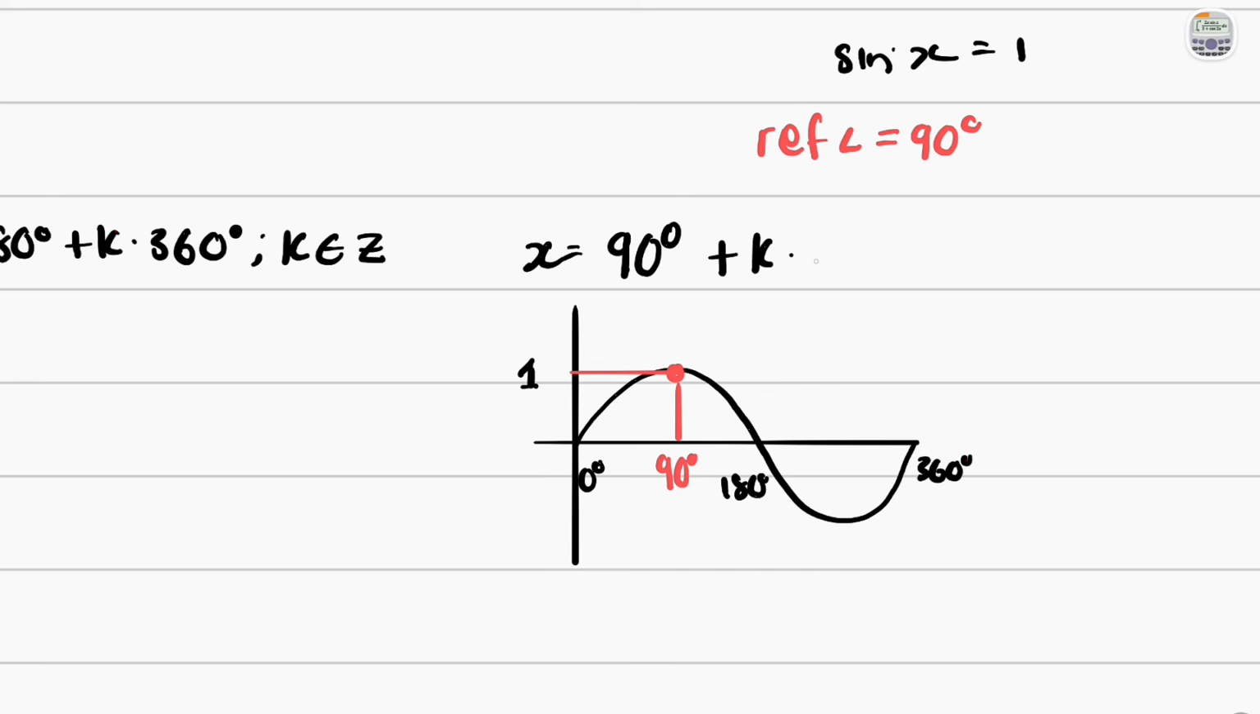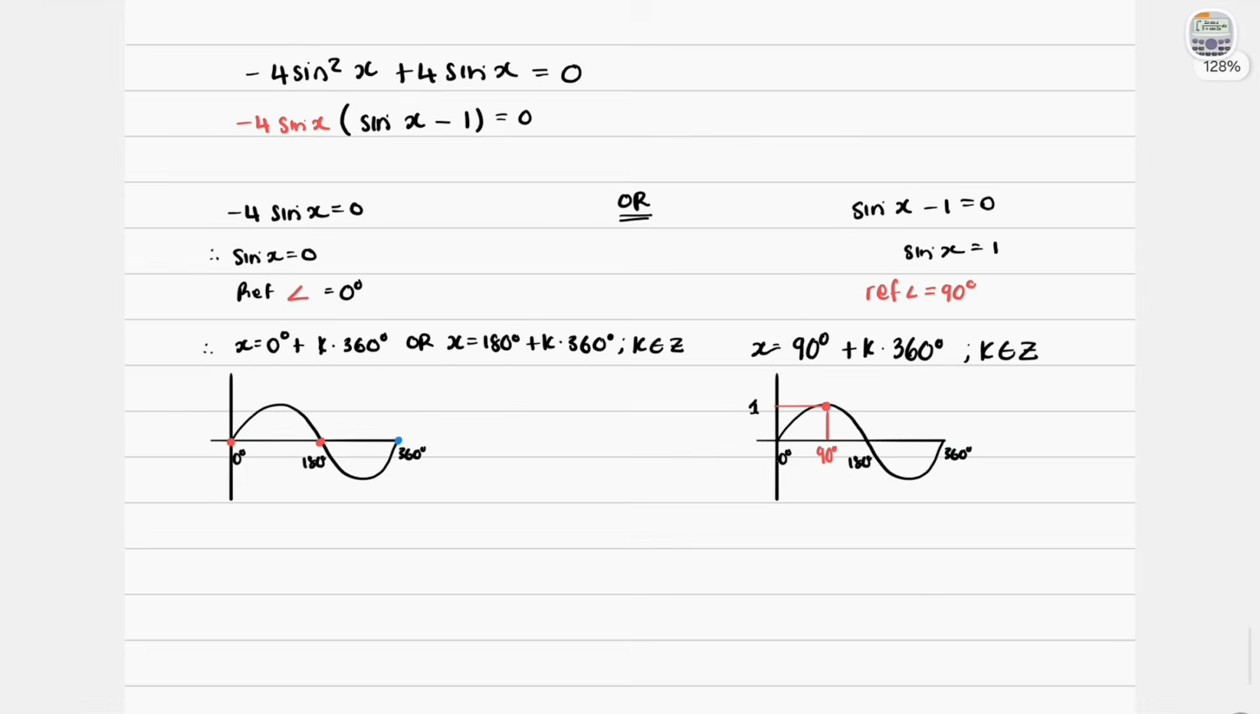how long does it take the sine graph to repeat? 360 degrees. And we know that we don't have to look for a second solution. This only happens once within the interval of 0 to 360 degrees. So we can just tell them where k is an element of integers. And that would be our answer.